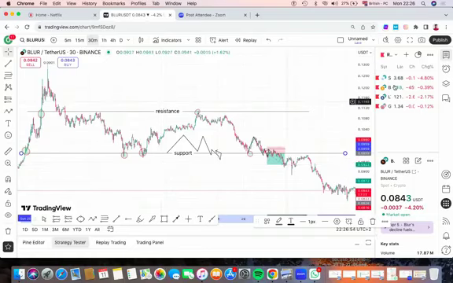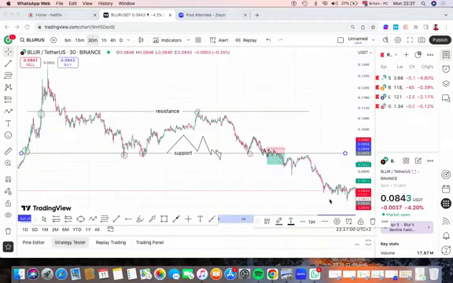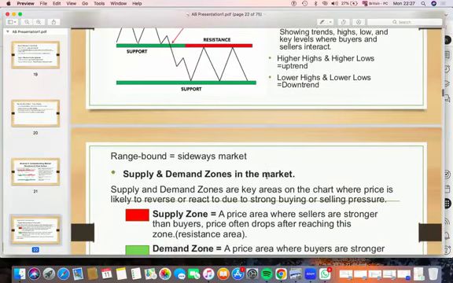So is there a question? Is there any question as regards what we just talked about on our support and resistance, or is it on our supply and demand zone?